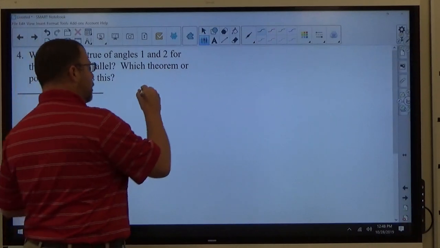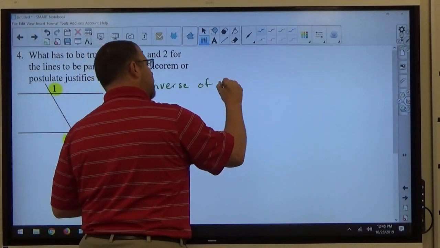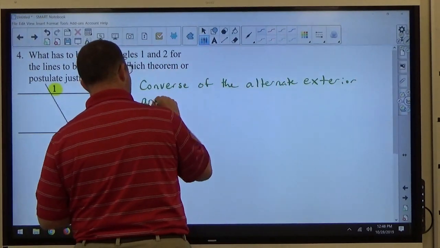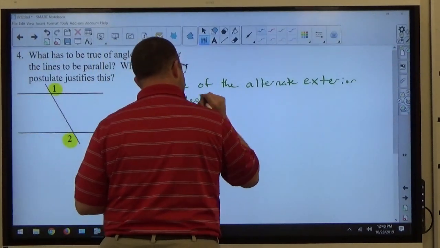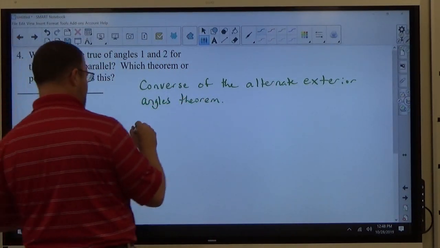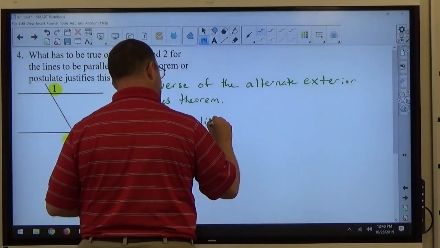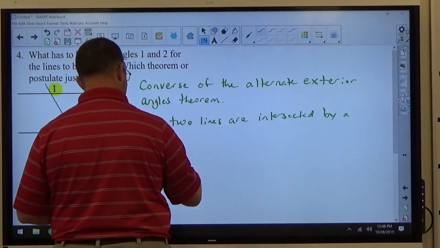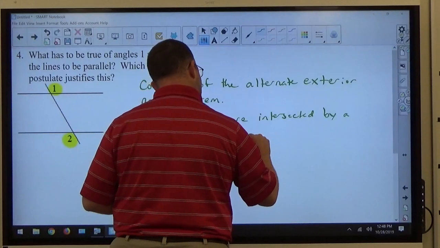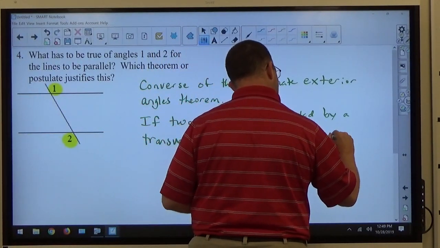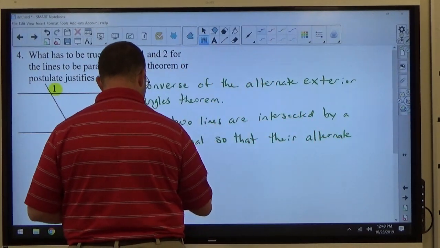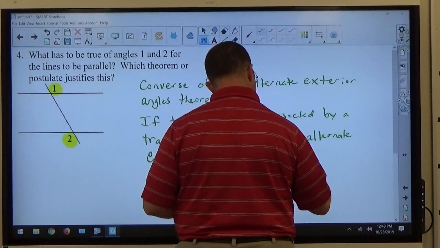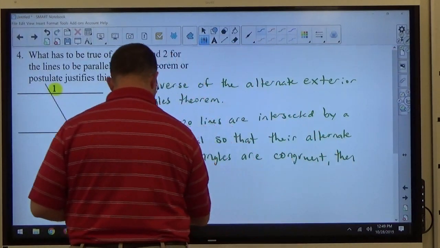And the converse of the alternate exterior angles theorem states, if two lines are intersected by a transversal so that their alternate exterior angles are congruent, then the lines are parallel.